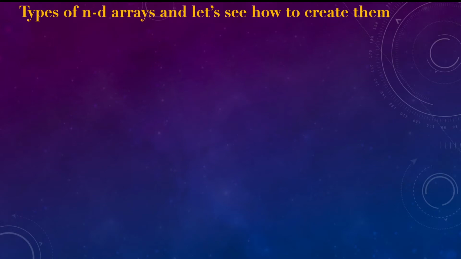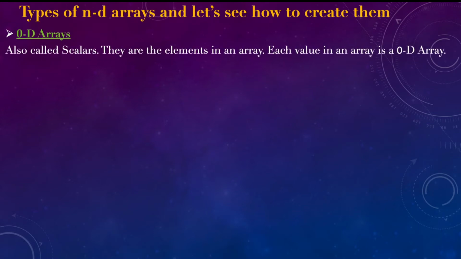Let's see what are the various types of ND arrays and how we can create them. So the very first is the 0D arrays. They are also called scalars. They are the elements in an array. Each value in an array is a 0D array. So for that, you have to import Numpy as np and simply call the Numpy array function and pass a value. Here, for example, it's 42. So this is going to create a 0D array for you.